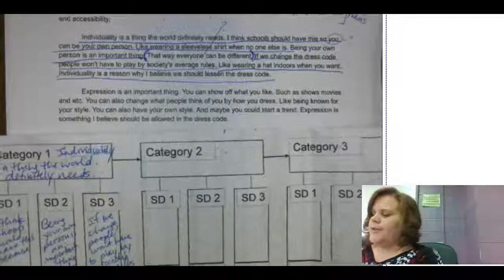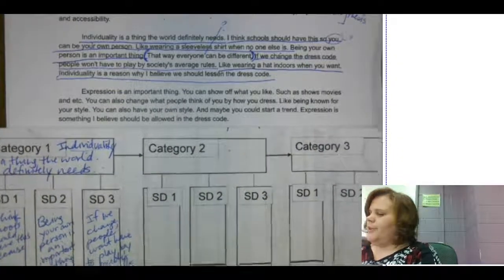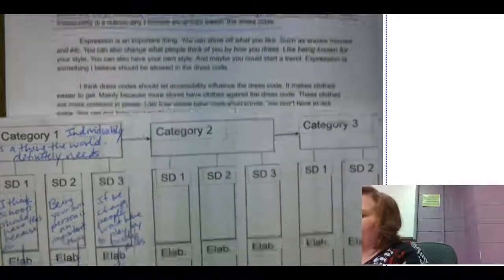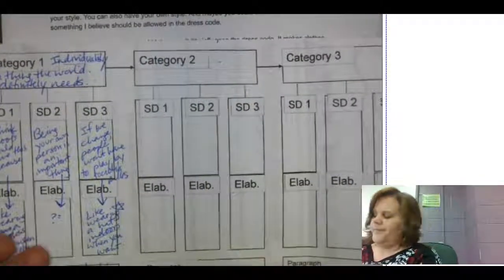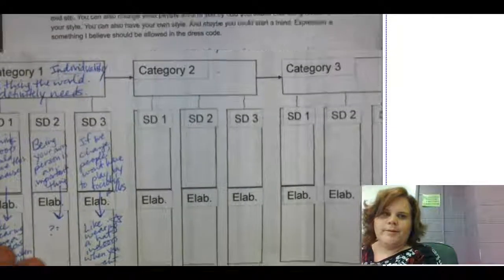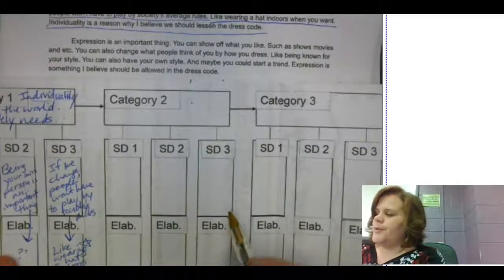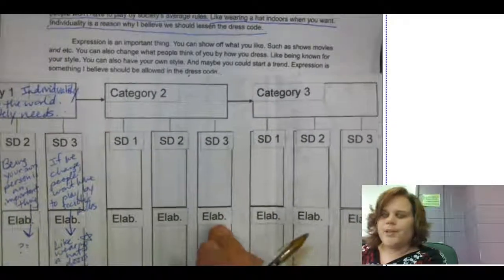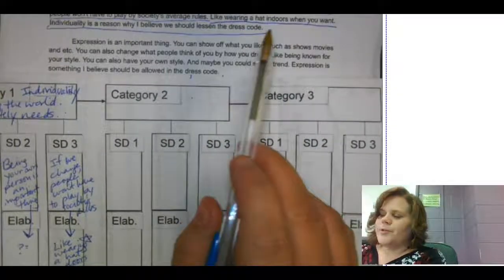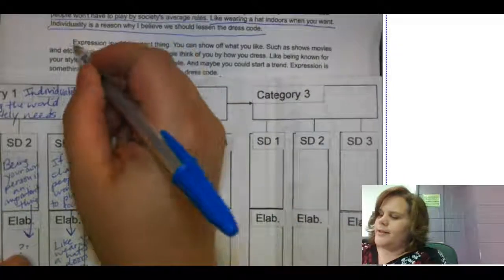All right, paragraph 2. If you need to scooch your paper, that's okay too. Paragraph 2. According to this person's thesis, we're supposed to talk about individuality, expression, and accessibility. This says expression is an important thing.